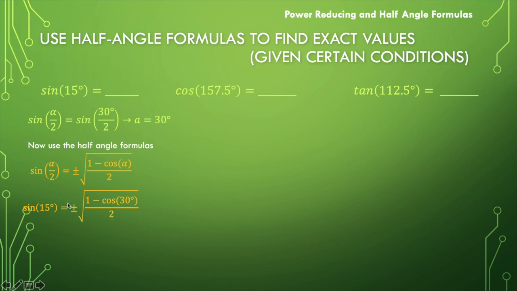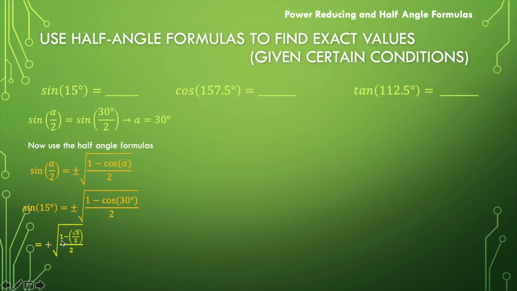Now here we need to think about, is our sine going to be positive or negative? Think about the quadrant that 15 degrees is in. That's in our first quadrant, which means we'll use positive here because the sine in the first quadrant is positive. Now, what do we know about the cosine of 30 degrees? Hopefully you can tell me right away that that's the square root of 3 over 2. So our next step would look like this. Positive here and the square root of 3 over 2, replacing the cosine of 30 degrees.